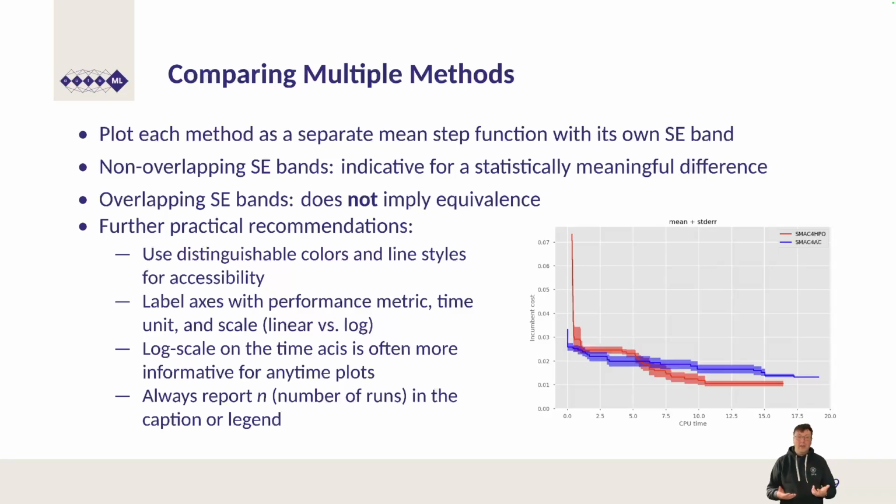If the bands overlap, we cannot conclude equivalence. As with hypothesis testing, absence of visual separation is not evidence of equality. The systems may differ, but our estimate of the mean may not be precise enough to see it clearly.